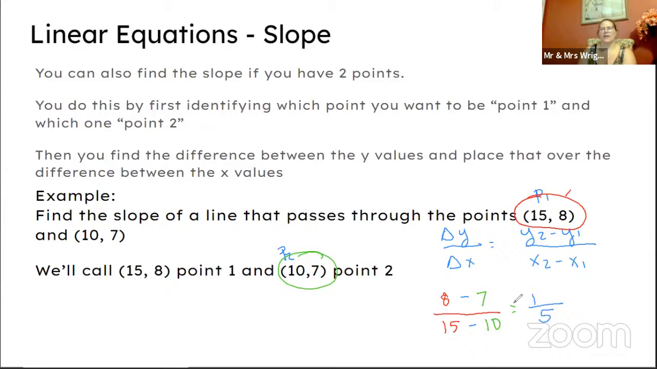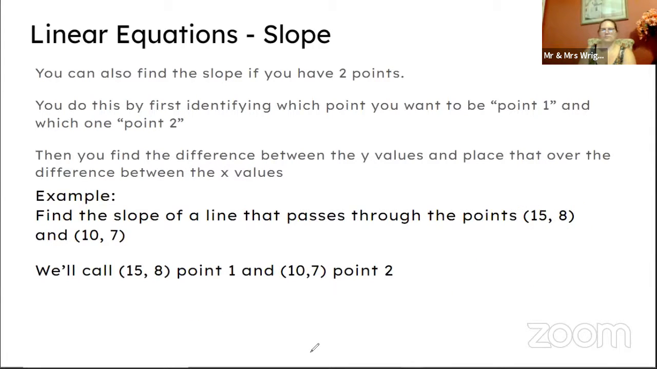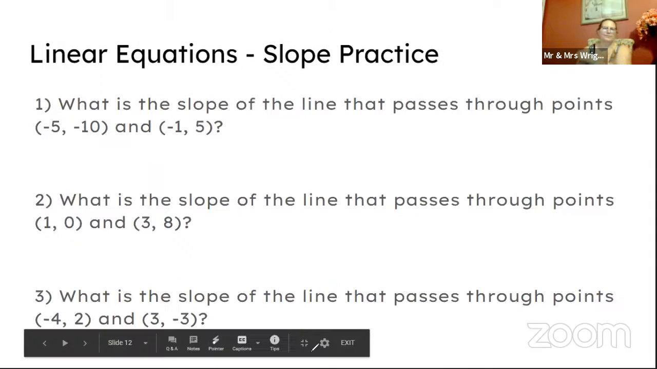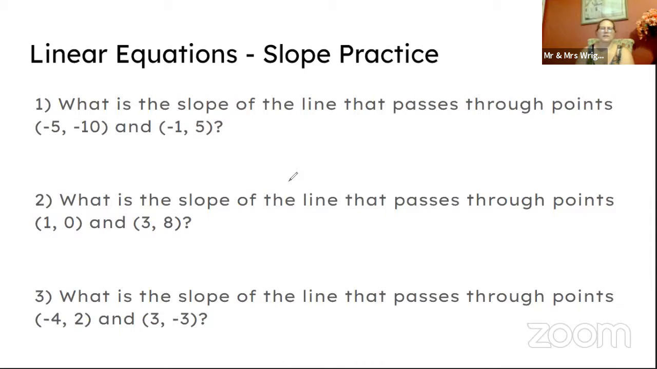So 1/5. M equals 1/5. Okay, well, what goes on top? Y goes on top. So 7 is going to go on top. And 10. All right, here's some practice for you. I want you to pause the video, do this practice, and come back.